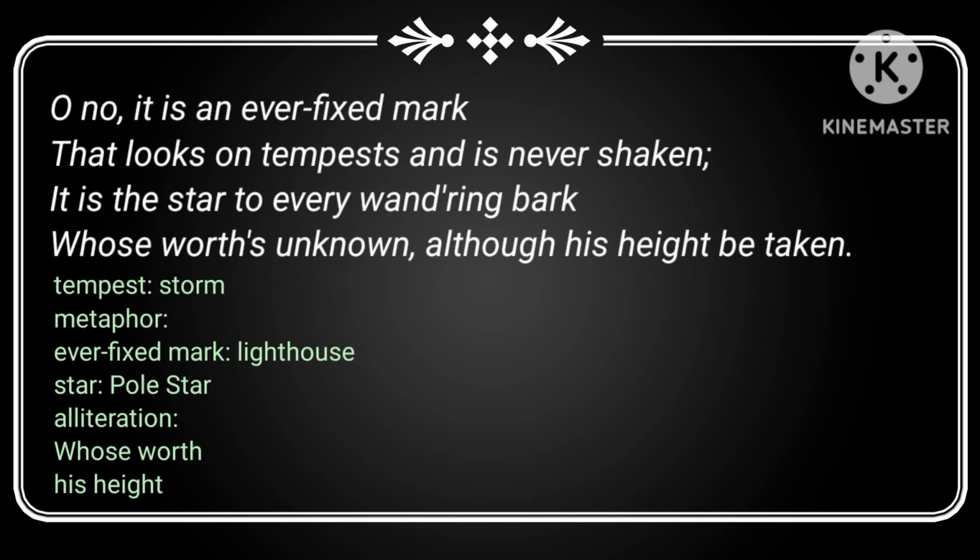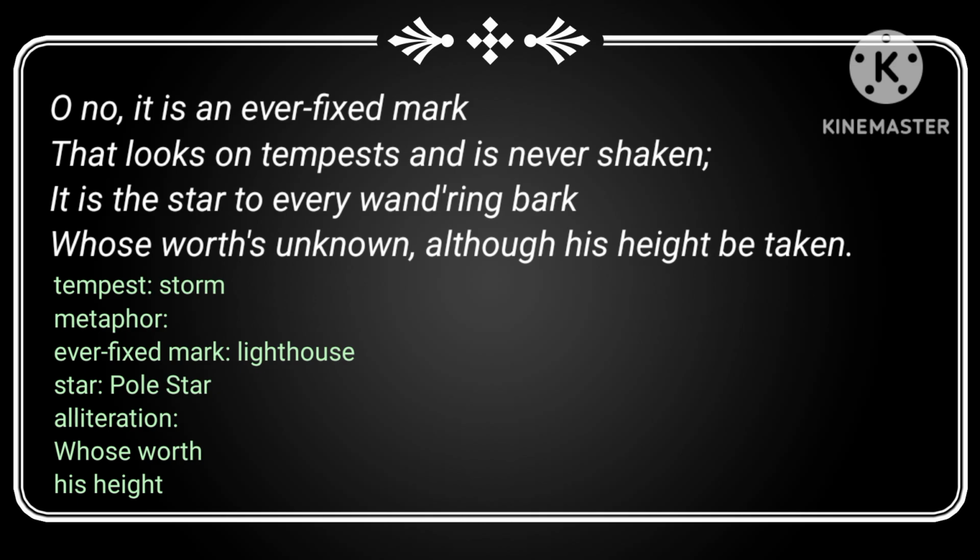Now, as we move on to the second quatrain, the poet makes use of metaphors to prove the steadiness of true love. He uses the metaphor of a lighthouse and the pole star to show the constant nature of true love. What does he say? He says, "Oh no, it is an ever-fixed mark." Here, ever-fixed mark refers to a lighthouse. It is a metaphor for a lighthouse.